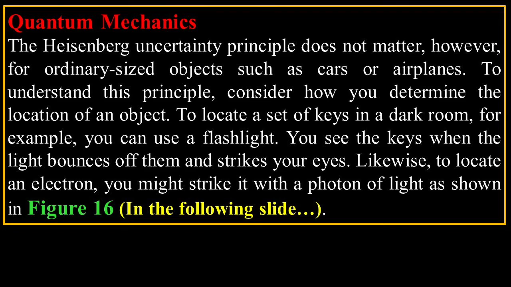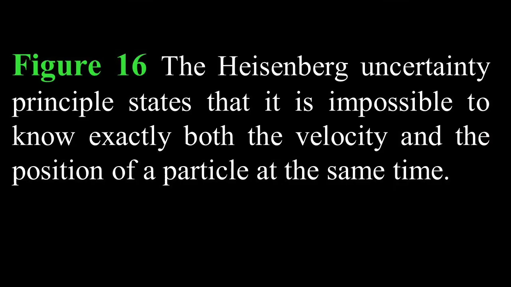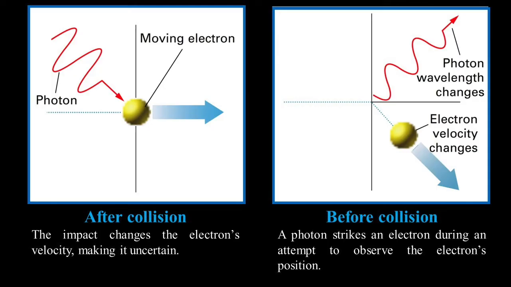It says in figure 16, the Heisenberg uncertainty principle states that it is impossible to know exactly both the velocity and the position of a particle at the same time. After collision, the impact changes the electron's velocity, making it uncertain. The photon strikes an electron during an attempt to observe the electron's position.